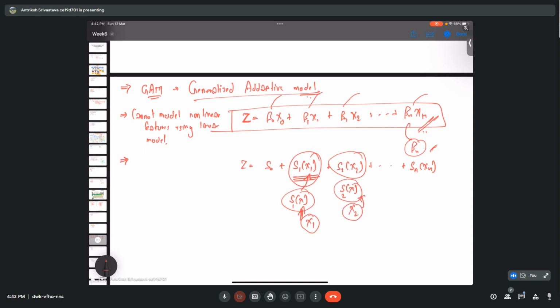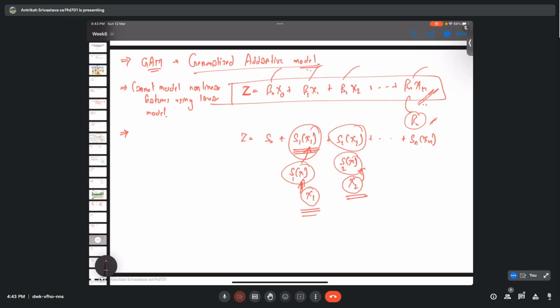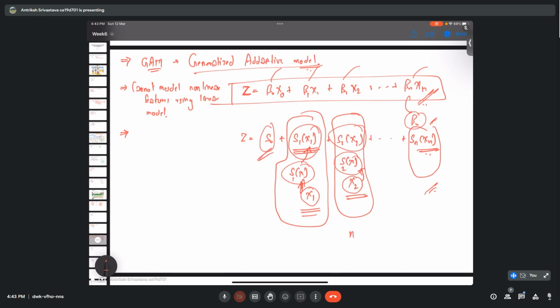So instead of having one complex equation, like z is equal to x1 square into x2 cube divided by x4 root, where all the components are mixed up together, we fit functions of each variable separately. This is a function for the x1 variable, this is a function for the x2 variable, and so on up to xn. So now we have n or maybe sometimes n plus 1 functions instead of constants.